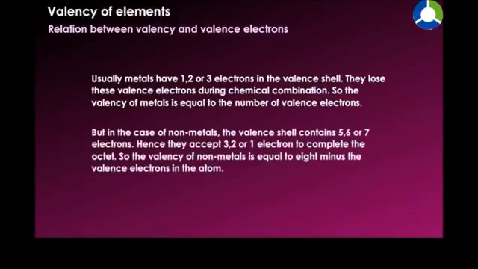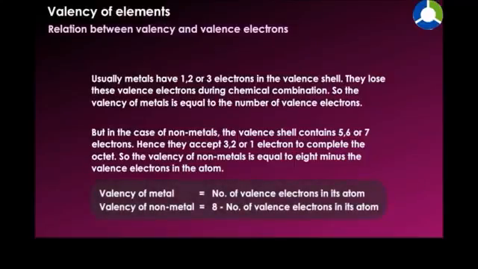But in the case of non-metals, the valence shell contains 5, 6 or 7 electrons. Hence, they accept 3, 2 or 1 electron to complete the octet. So, the valency of non-metals is equal to 8 minus the valence electrons in the atom.